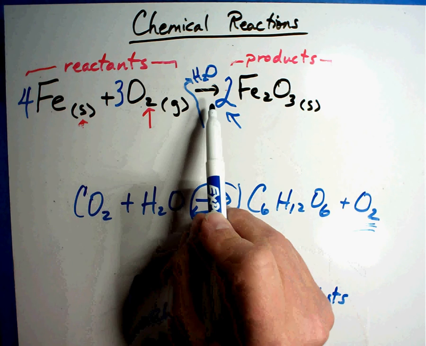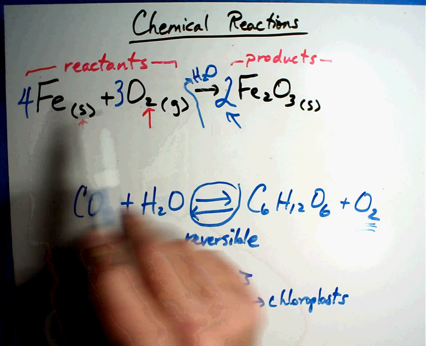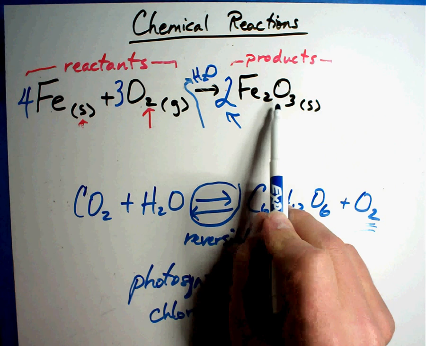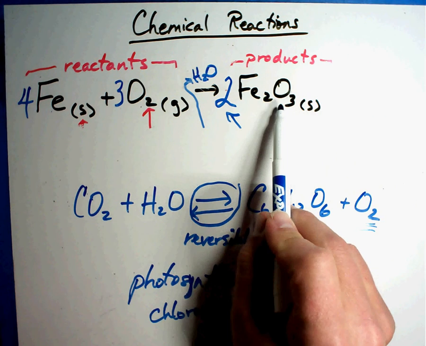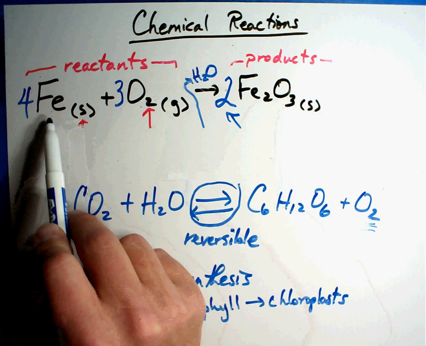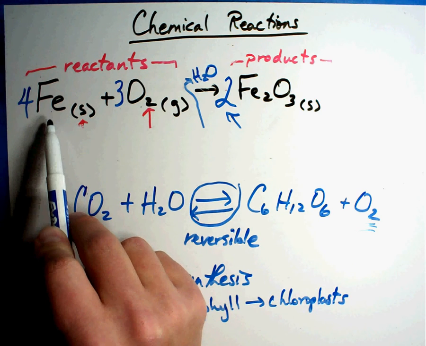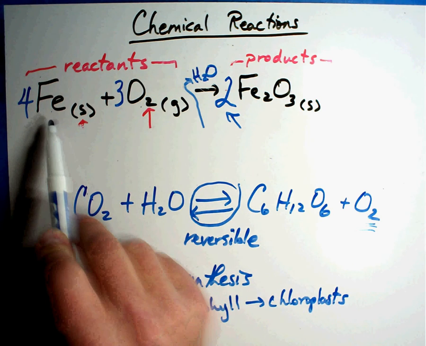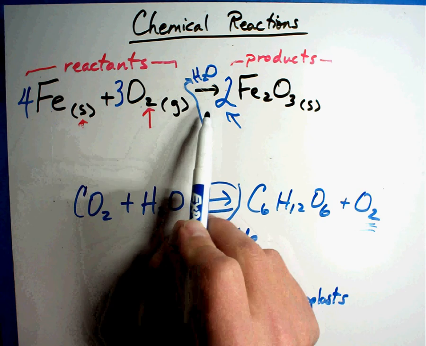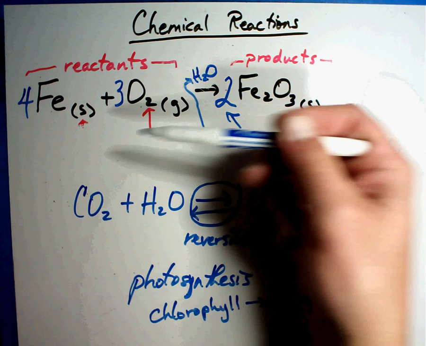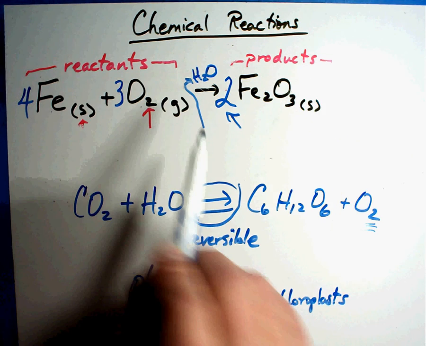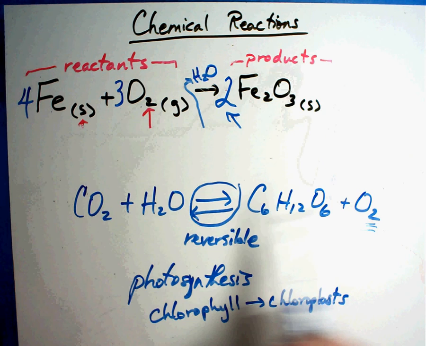Now let me ask you a quick question. Do you think this reaction is reversible? Iron and oxygen making rust. Can you take a rusty car and get all the good metal back? Nope, you can't. That's why there's only a single arrow. It cannot go back this way. It only goes one way. So some reactions only go one way. Some can actually go both ways.